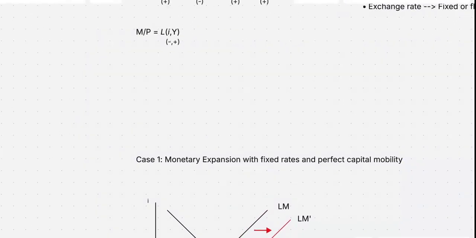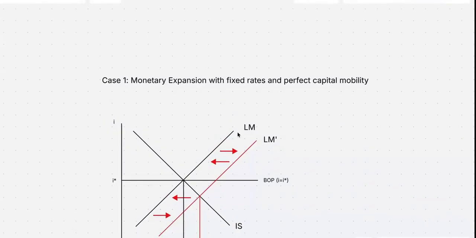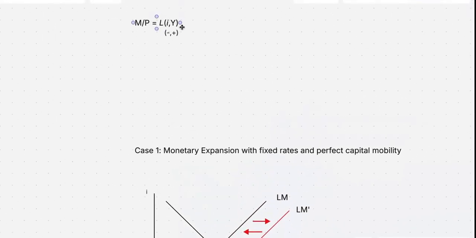Looking at our LM curve, we can see that an increase in the money supply will cause the LM curve to shift outward to the right, from LM over to LM prime, the second red LM line here. When there's an increase in the money supply, what happens then? We can see that the interest rate is negatively dependent upon the real money supply. So in turn, the interest rate will decrease and the output will go up.